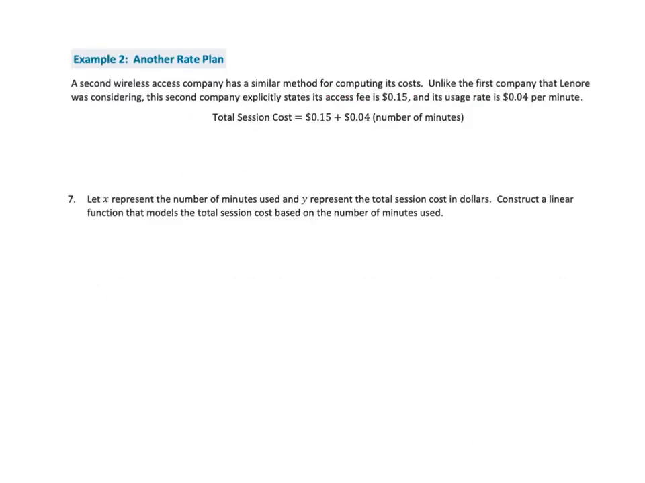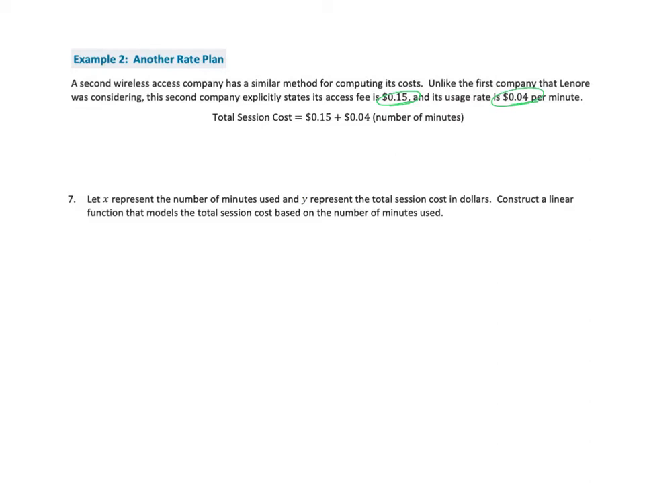All right, example 2, it says another rate plan. So a second wireless company has a similar method for computing its cost. Unlike the first company that Lenore was considering, the second company basically tells you that the access fee is 15 cents and they charge 4 cents a minute. Okay? So we have here that the total session cost is 15 cents plus 4 cents for every minute that you spend using it. It says let x represent the number of minutes used and y represent the total cost in session dollars. Construct a linear function that models the total session cost based on the number of minutes used.